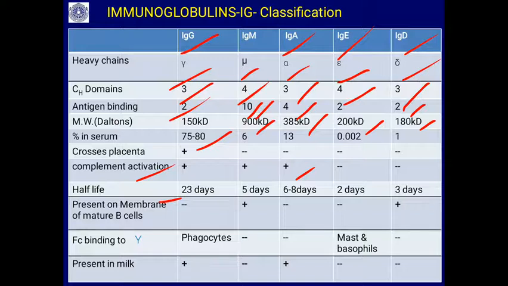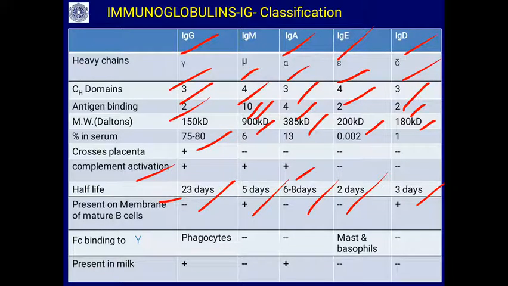What is the half life? The half life means the time in which the total amount of the antibody is reduced to half. The longest living is IgG; IgM 5 days, IgA 6 to 8 days, IgE 2 days, IgD 3 days. Then, present in the membrane of the mature B cell.